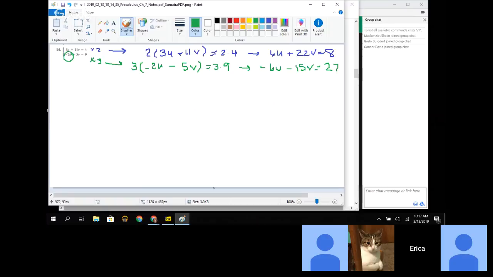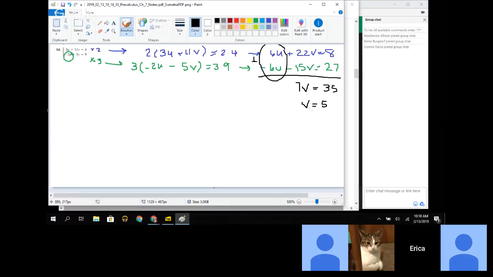Okay. So when I do that, now I can add my two equations together and I cancel out the u's. I have 6u plus negative 6u, and so that goes away. I'm left with 22v minus 15v, which is 7v, and 27 plus 8, which is 35. That makes me happy because I know that 35 divided by 7 is 5, and I always like it when you get a nice even number, right? So we know v equals 5.